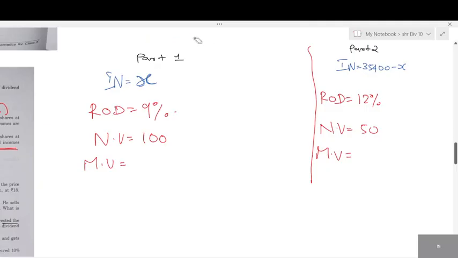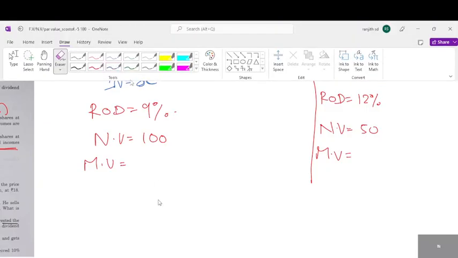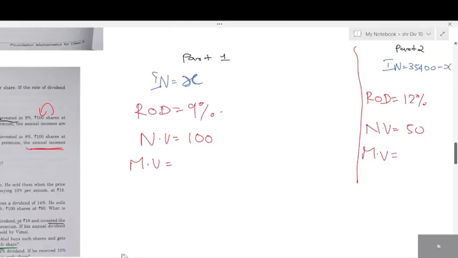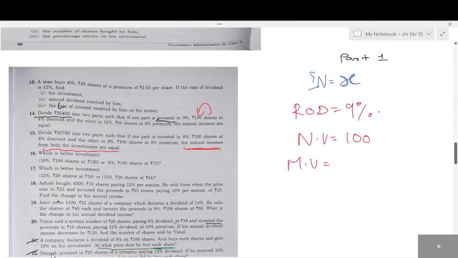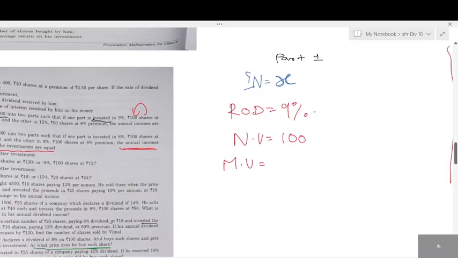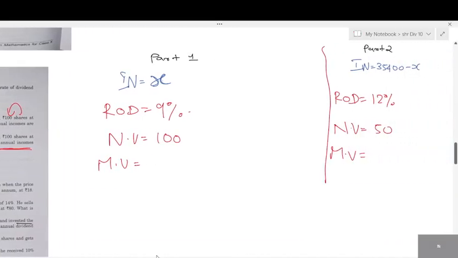Overall investment is 35,400. It's split into two parts. Wait, let me see all the values first. 35,400, 900. Discount is 4%. Calculate 4%. Next, we have 12, 50, 8% premium.